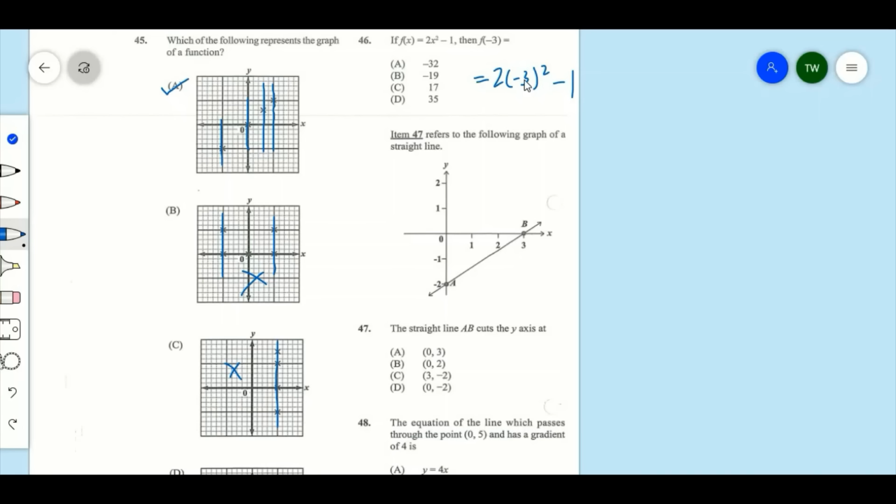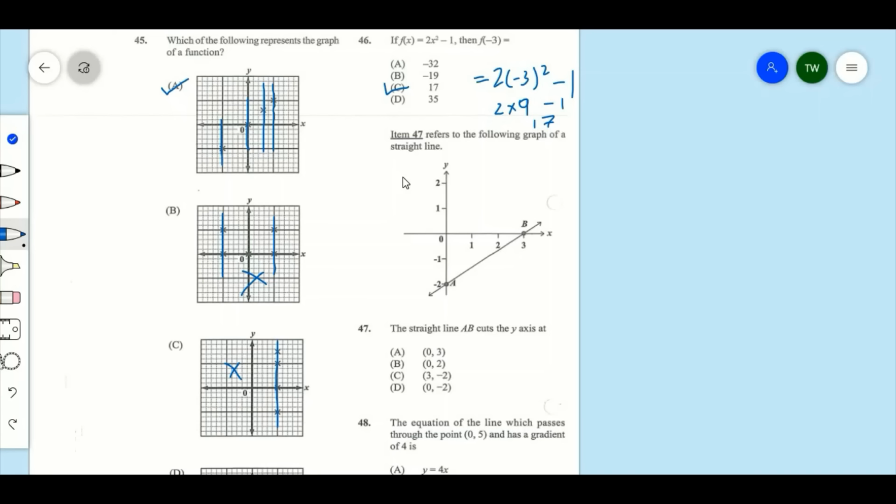So negative 3 times negative 3, that's going to give us a positive 9. And we must multiply that positive 9 by 2. And then we must subtract 1. So 2 times 9, that's going to give us 18. And 18 minus 1, that's going to give us 17. So our solution for 46 is going to be C.